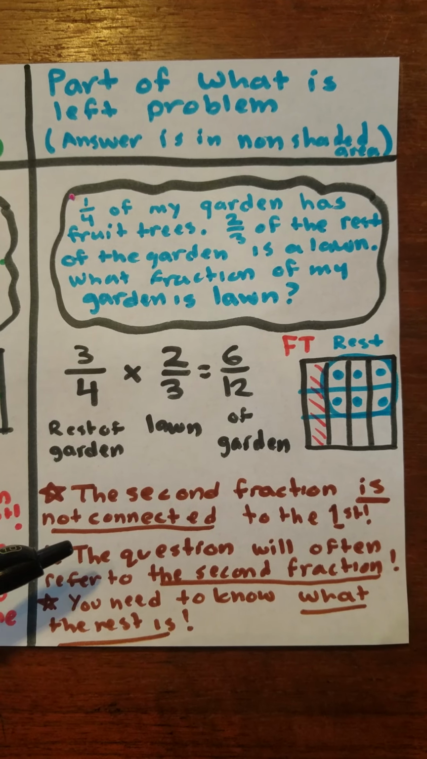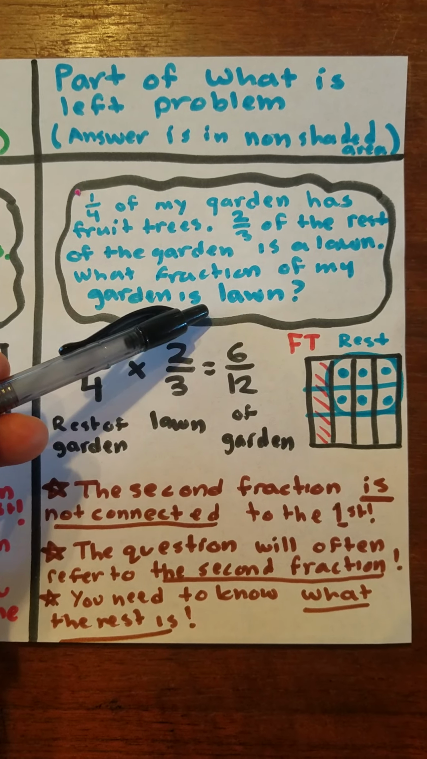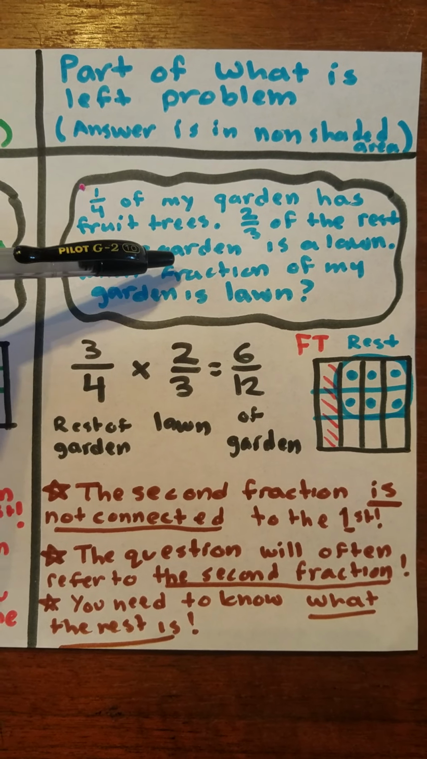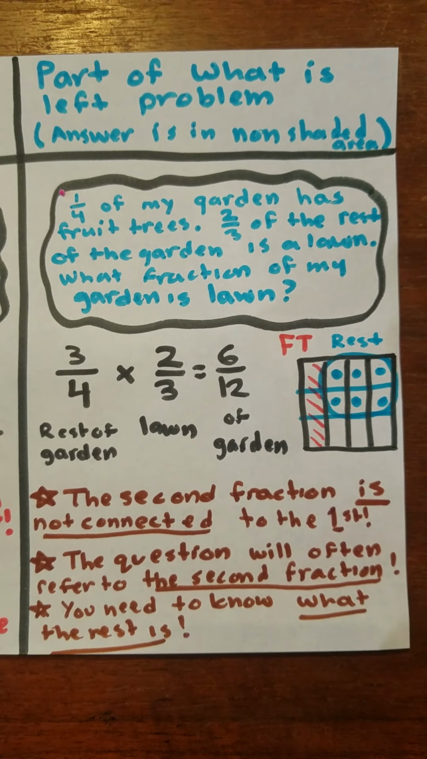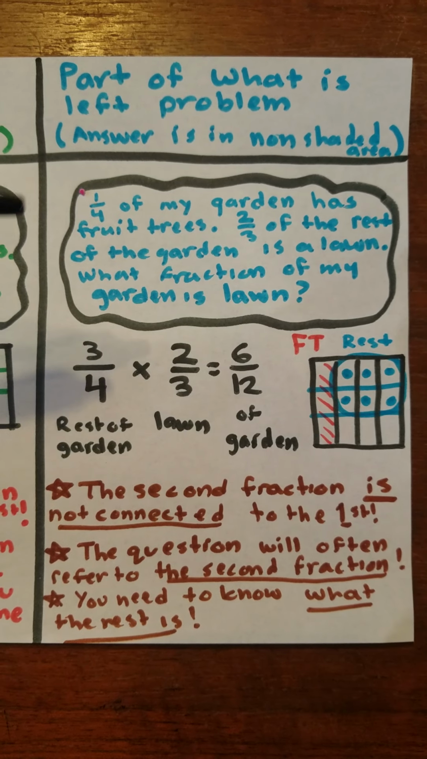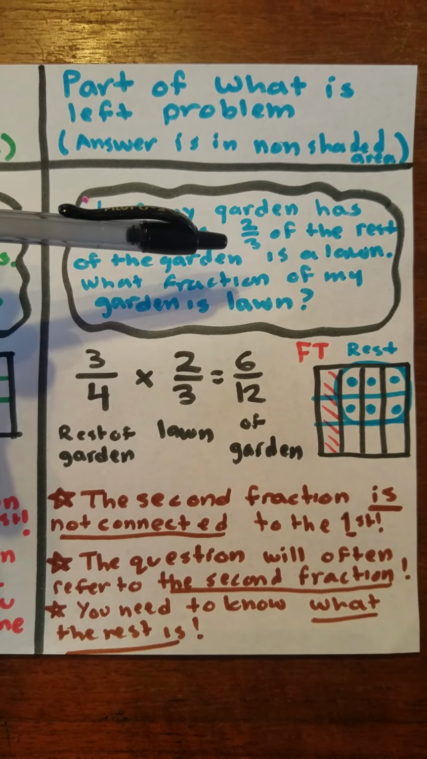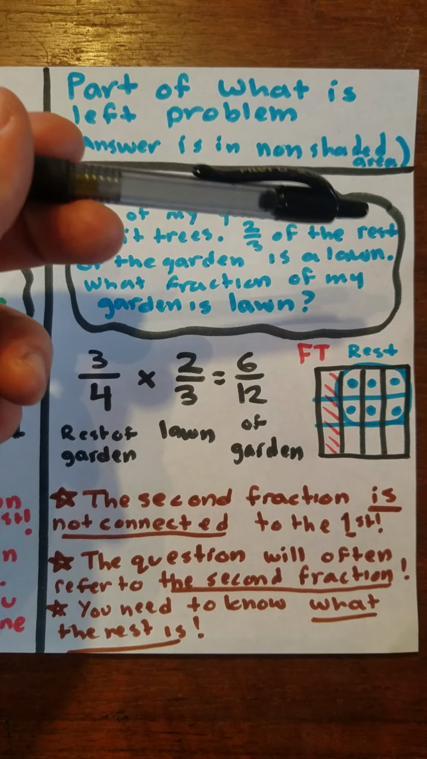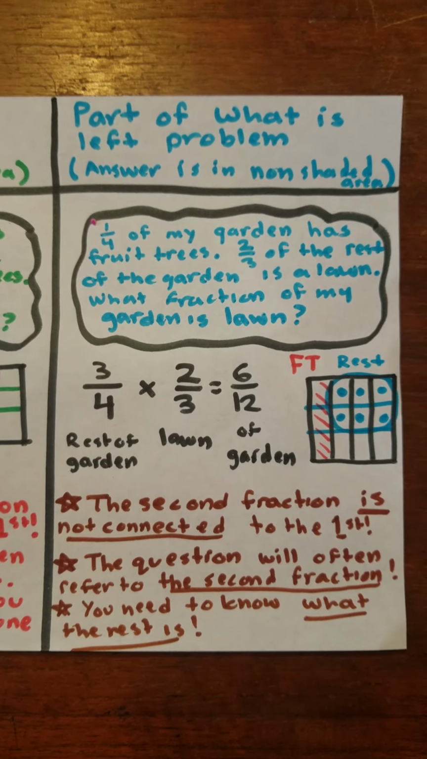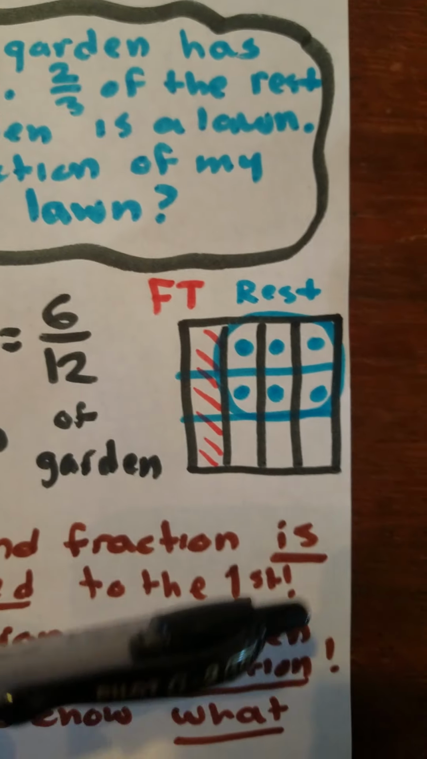You also notice that the question will refer to the second fraction. In this case, the question, what fraction of my garden is lawn, is referring to the lawn on the rest of the area. Finally, you need to know what the rest is. You'll notice that in this problem, instead of connecting the two fractions, you clearly see 2/3 of the rest of the garden is a lawn. All those ways tell you that it is a what is left problem, and therefore I draw it thus.